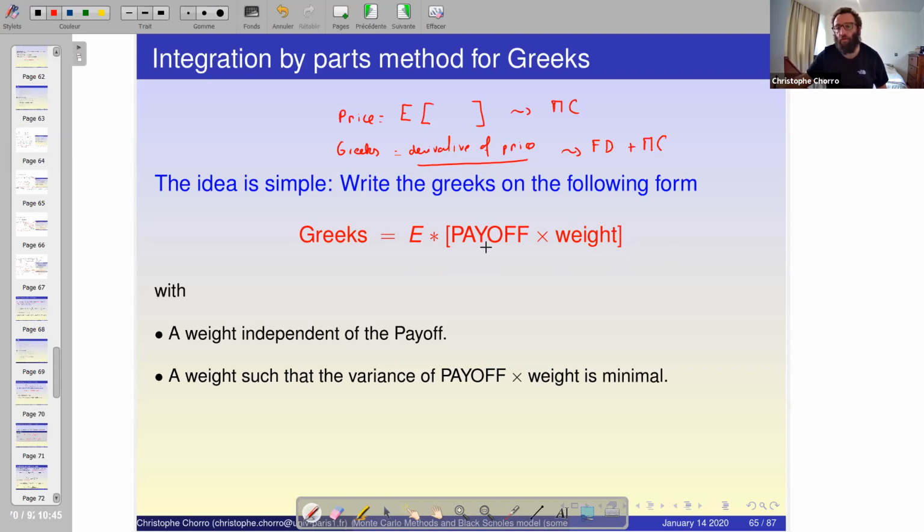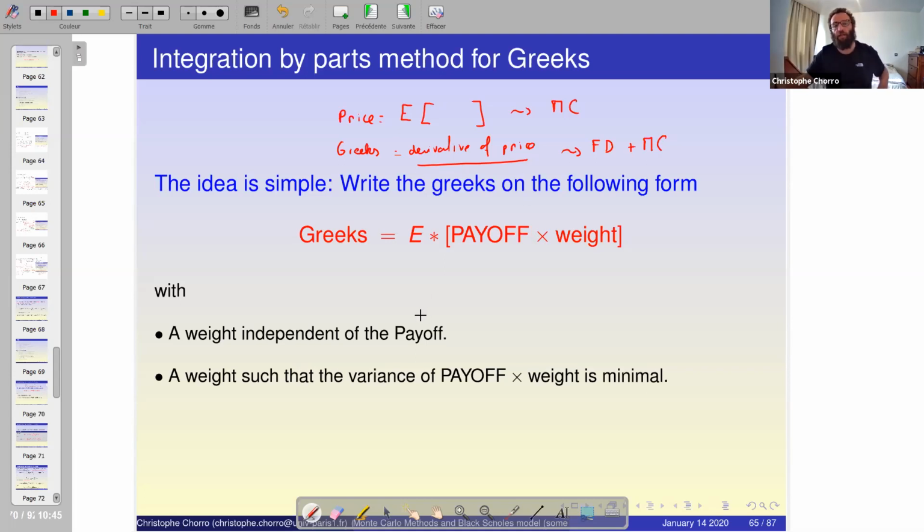The expectation of the actualized payoff is the price, but it's not what I am interested in. In fact, we are going to express the Greeks as the expectation of the payoff multiplied by another random variable. And if I do this, the interest is that I will express the Greeks as an expectation. To approximate it, it will be sufficient for me to use Monte Carlo methods. I won't need to use finite difference anymore in this situation.